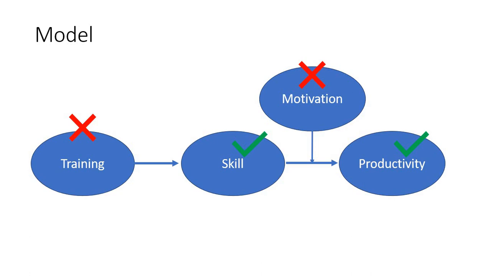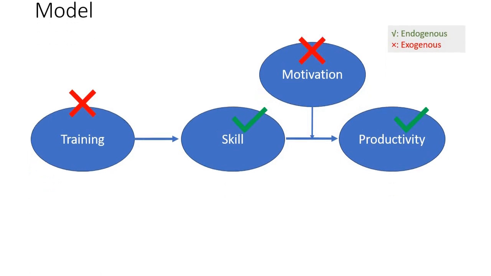Motivation is not being affected by productivity or skill or training. Similarly, training is not being influenced by skill, motivation, or productivity. There might be variables which influence these variables, but they are not in our model. So the variables which are influenced by other variables within our model are called endogenous variables, and the variables which are not influenced by other variables within a model are called exogenous variables.